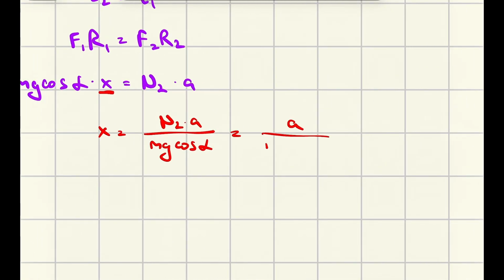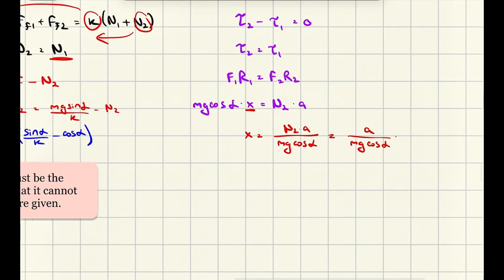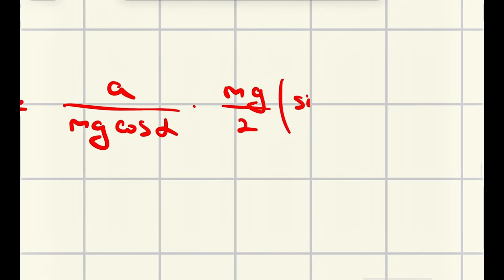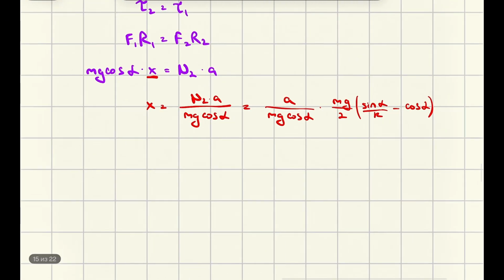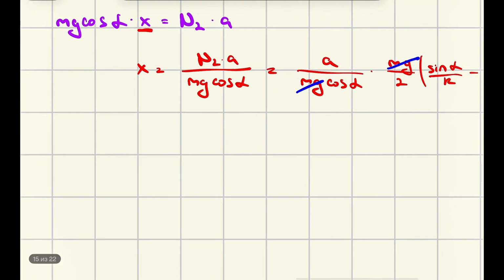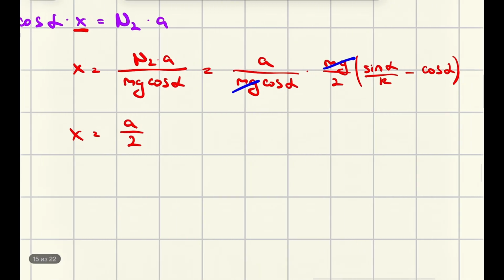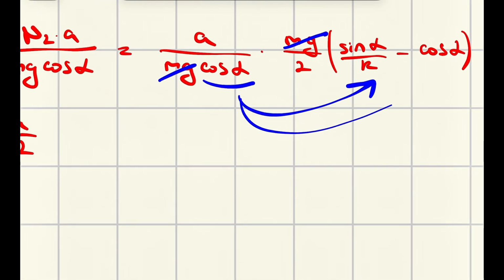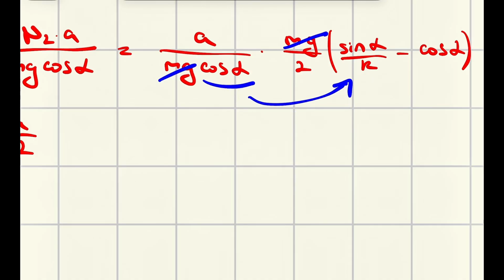Right now we can put it in here. Here we have still a mg cosine alpha, but instead of N2, we can put mg divided by 2, and also this thing would be sine alpha divided by K minus cosine alpha, if I'm not mistaken. Now we can see that this mg goes out. The meaning of x would be something like a divided by 2 here. We can move cosine inside, and also below, cosine alpha.